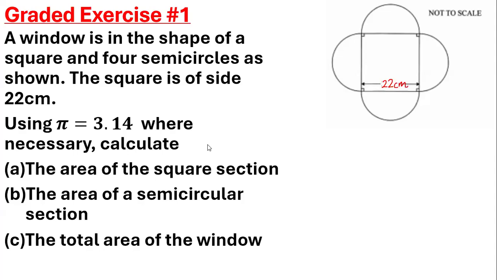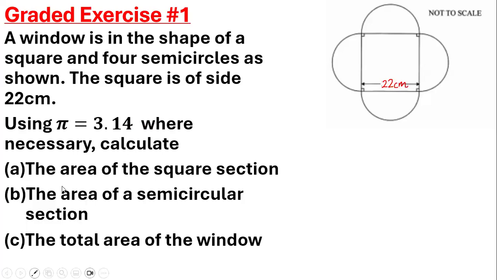A window is in the shape of a square and 4 semicircles as shown. The square has side 22 centimeters. Using pi equals 3.14 where necessary, calculate A, the area of the square section, B, the area of a semicircular section, C, the total area of the window. Yeah, she failed miserably with that one. Thank you, Amaya, for saving the day.